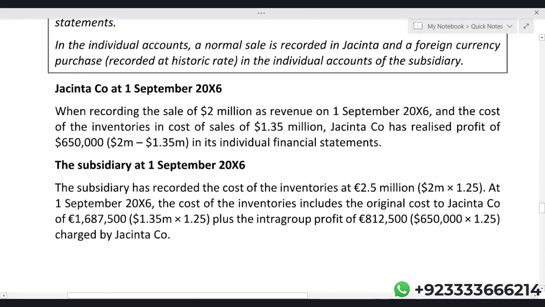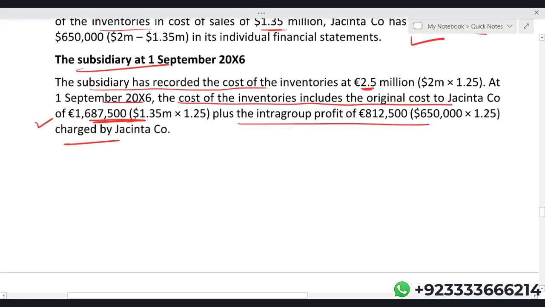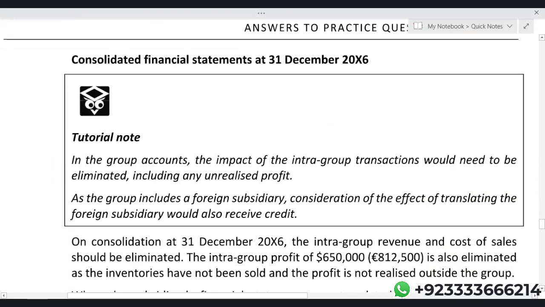Number one, Jacinta Company, on 1st September X6, when recording the sale of 2 million as revenue, the cost of the inventories is 1.35. Jacinta realized the profit, no issue at all. The subsidiary has recorded the cost of inventories at 1st September X6, which includes the original cost plus an intra-group profit. It is okay. They have just given us the breakup of 2.5 million. Now group accounts.